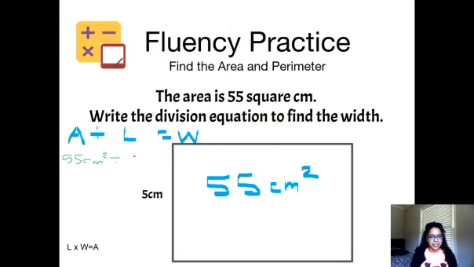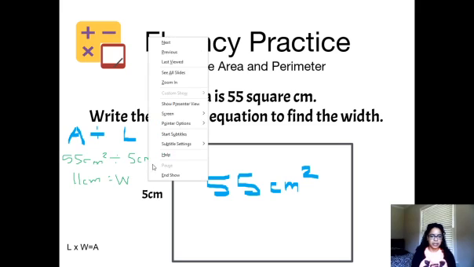Alright, so now our length, which is 5 centimeters. Alright, so 55 centimeters squared divided by 5 centimeters equals the width, and that will give us 11 centimeters equals width. Bada boom, bada bang, we're done.